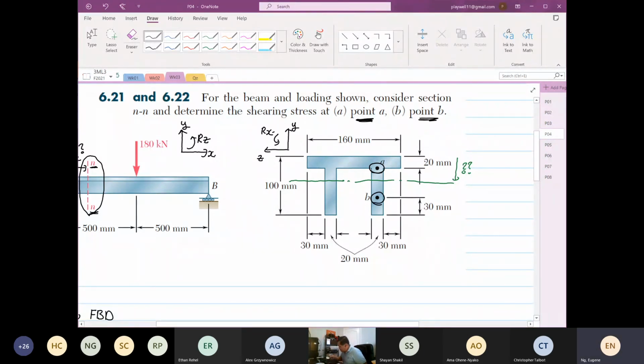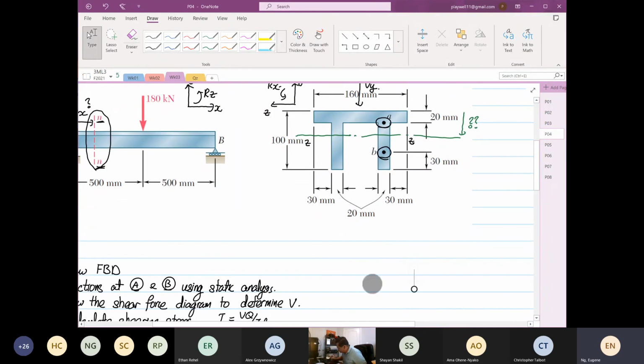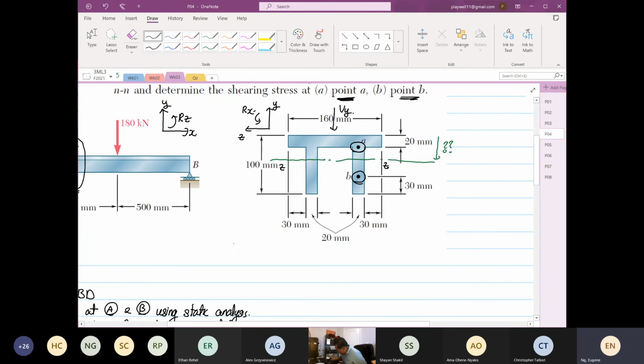From here you can see that this is going to be your Vy, and this is your z axis now. So you know from this diagram that the shear stress in the xy direction is equal to Vy over Izz, times Qz, divided by thickness. The thickness is dependent on the region of interest.